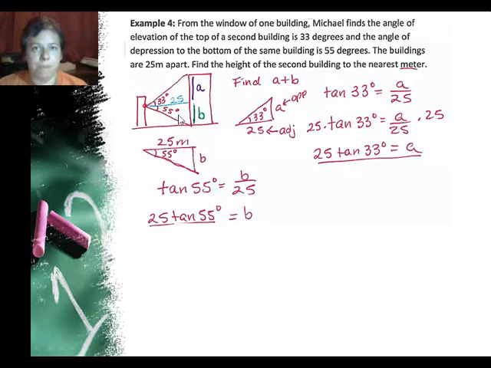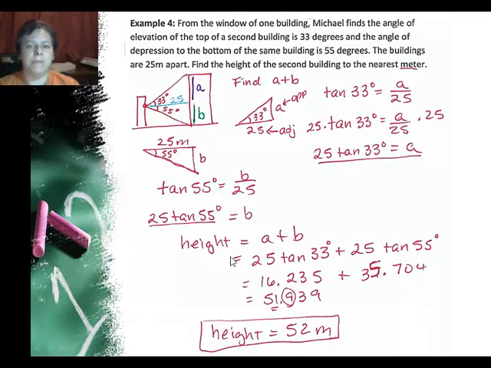Now I'm going to redraw the bottom triangle, and I have 25 meters and the 55 degrees and B. So tangent of 55 is the opposite over the adjacent, B over 25. I can multiply both sides by 25 like I did in the previous part, and I will find out that B is 25 times tangent of 55 degrees. But I want the whole height of the building, so I need to add A and B together. So I do that, and then when I enter these into my calculator, these are the numbers I get.